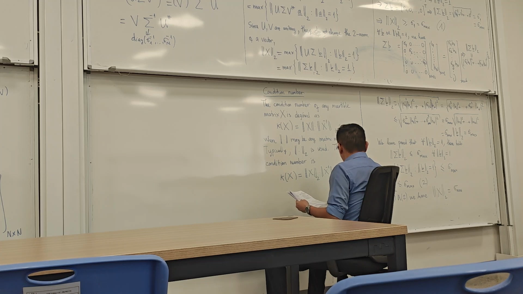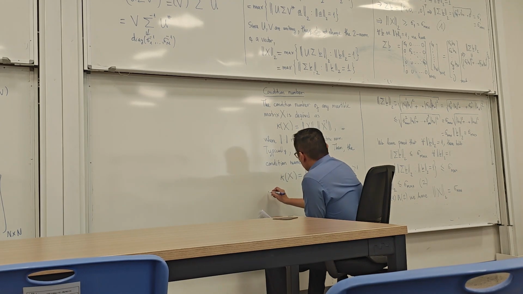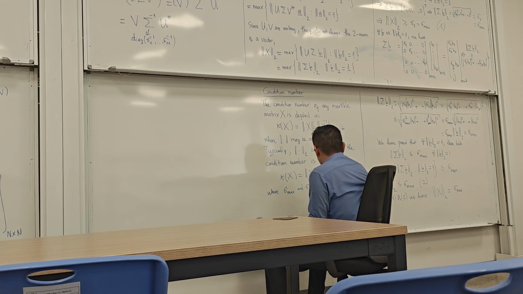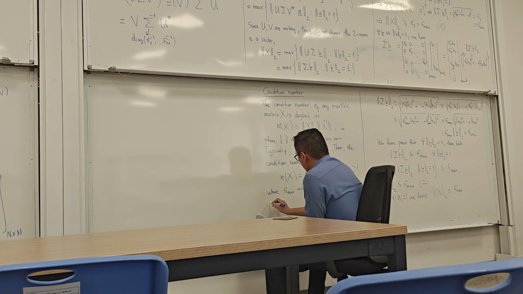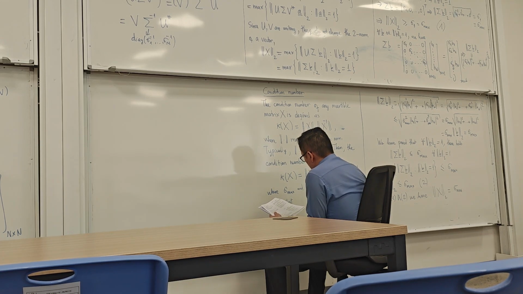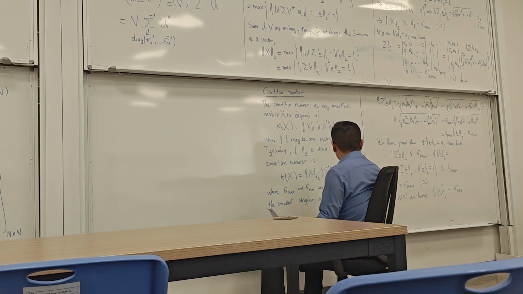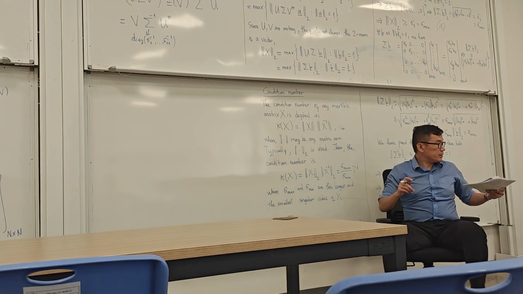And this is normally greater than or equal to 1. Where sigma max and sigma min are the largest and the smallest singular values of X.